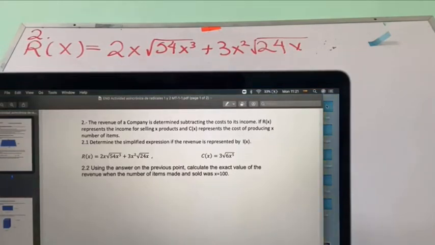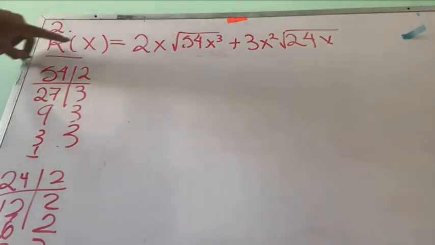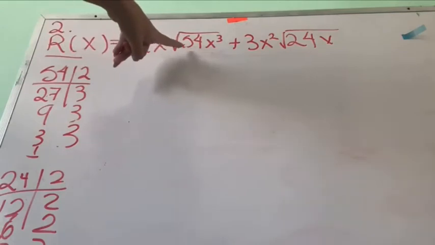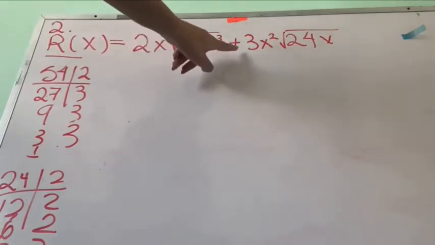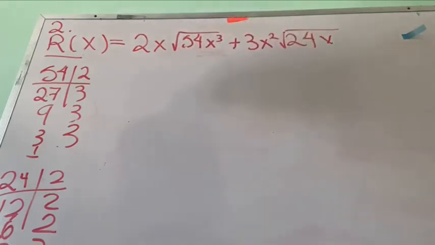Then we have problem number 2 that says the revenue of a company is determined by subtracting the costs from its income. If R(x) represents the income for selling x products and C(x) represents the cost of producing x number of items, determine the simplified expression if the revenue is represented by I(x). Here we have the formula of the revenue, which is 2x square root of 54x cubed plus 3x squared square root of 24x.